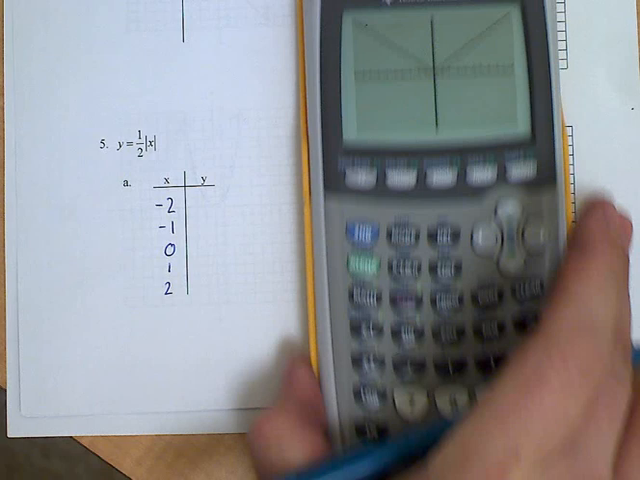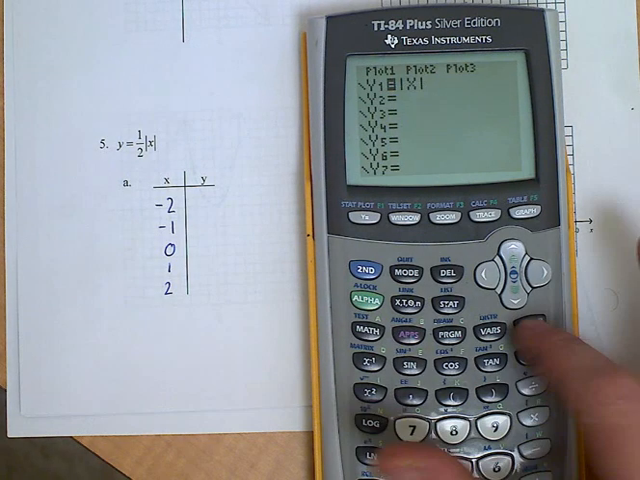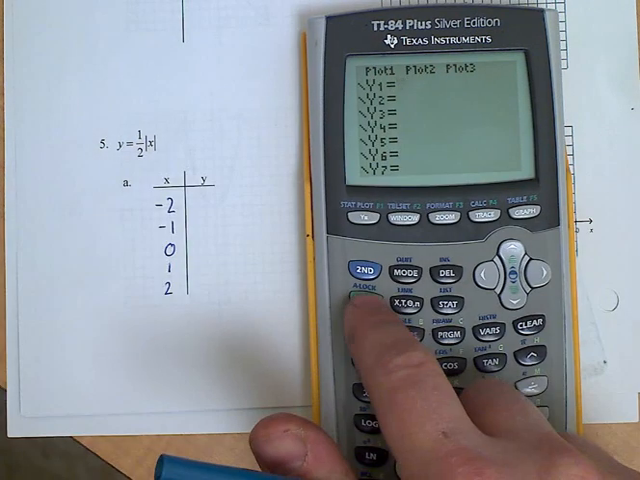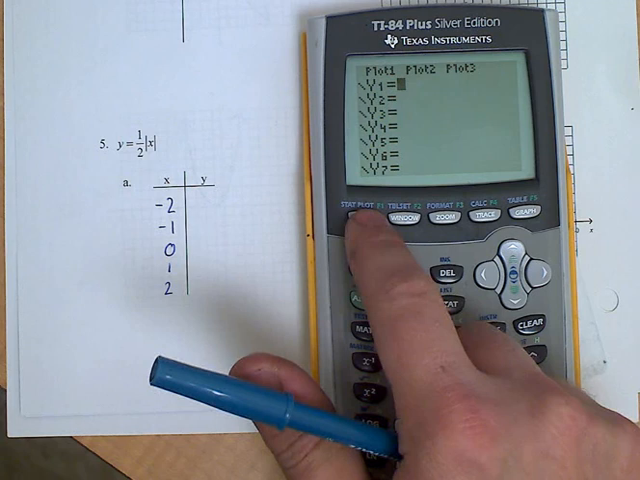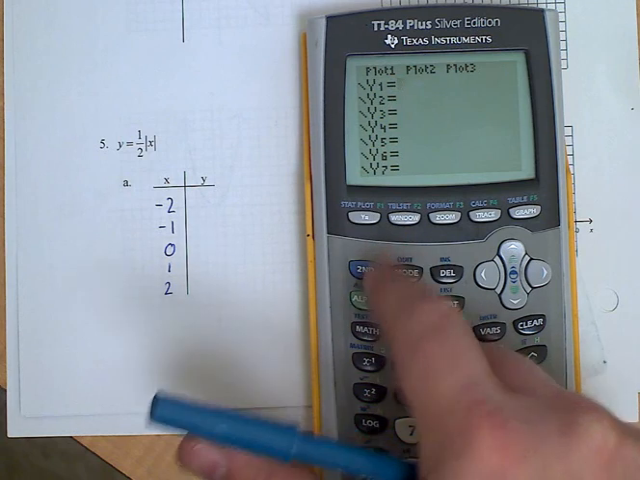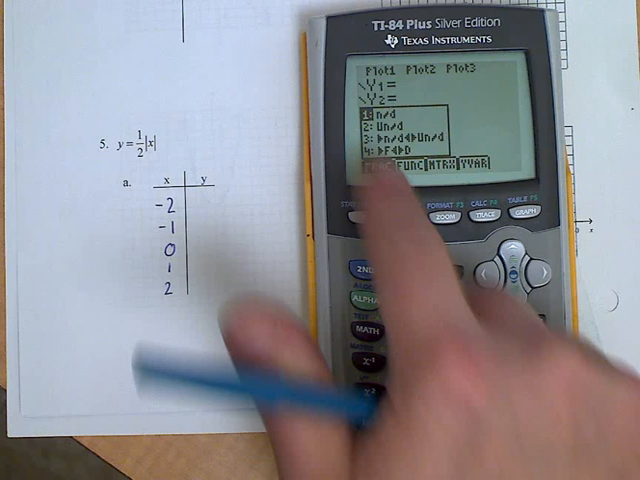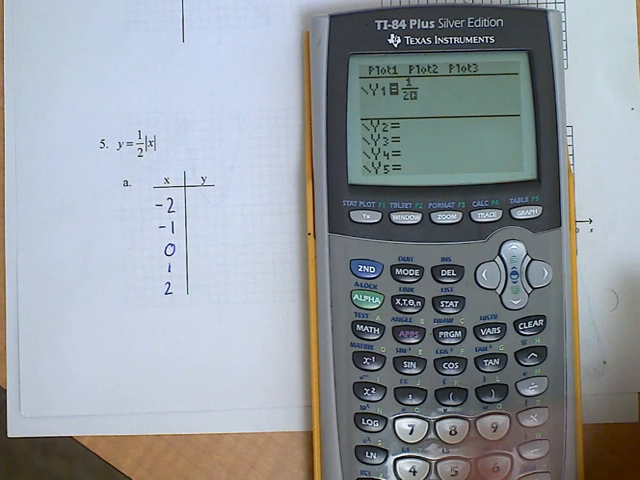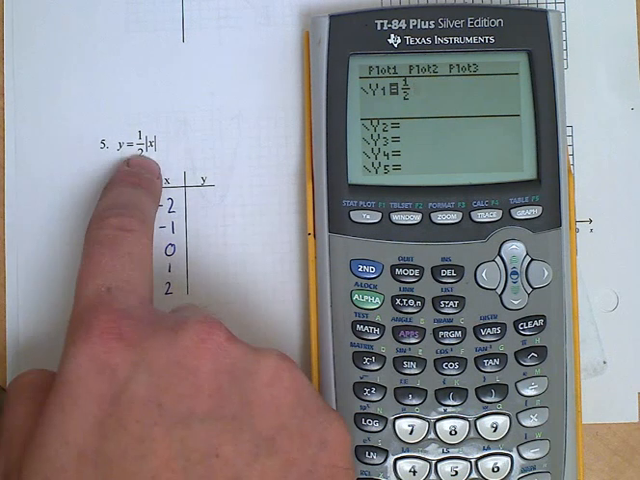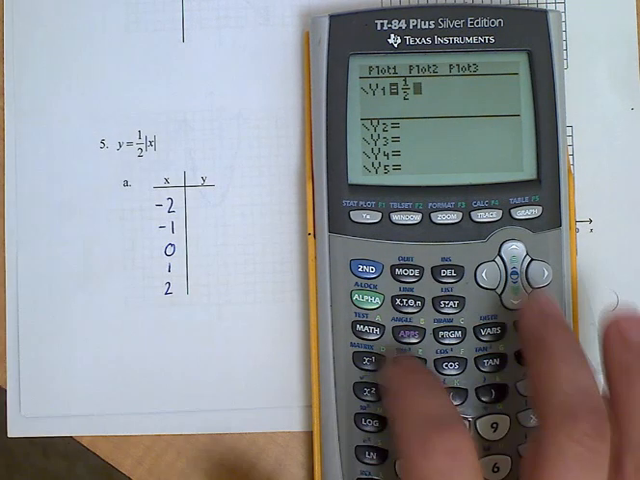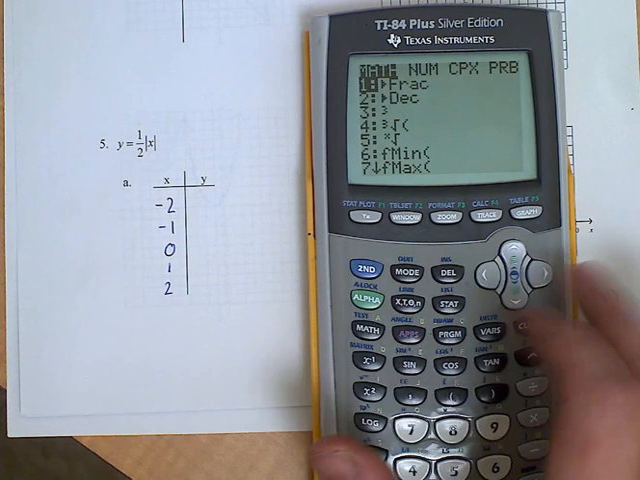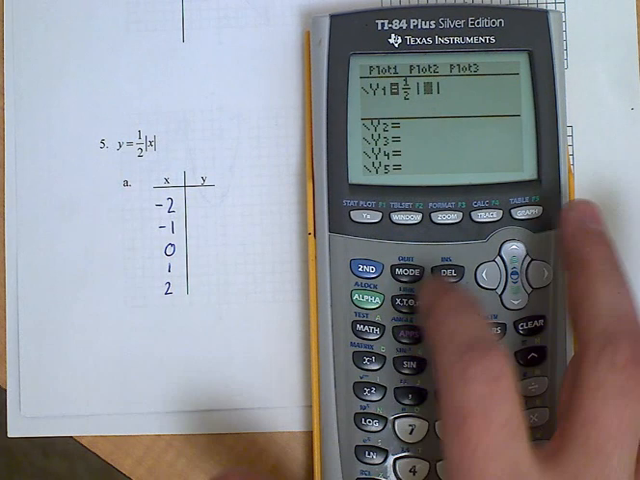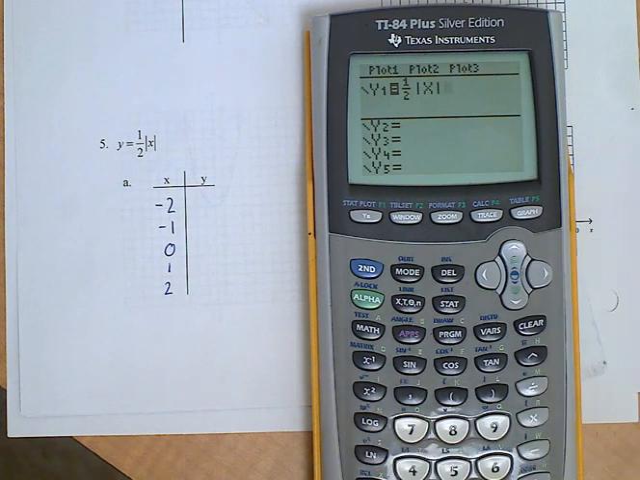So I'm going to go to y equals, and I'm going to enter this function. So remember to enter a fraction, I use alpha y equals, and I get my fraction. Alright, and I'm going to do 1/2, arrow out because it's not in there, and then I need an absolute value of x. So I'm going to hit math, move over to number, select the first option, that's absolute value, and of x. Okay, and I'm going to arrow out. So there it is, there's my function just like I have it here.